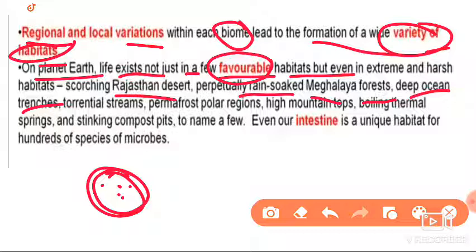Salty conditions are present over there, and in that region also there is a presence of life. Then torrential streams: in torrential streams also life is existing. And students, please search all these words: Meghalaya forest, deep trenches, then torrential streams.